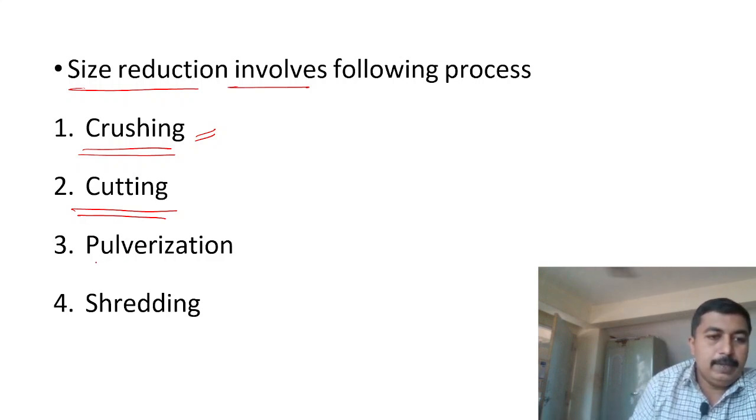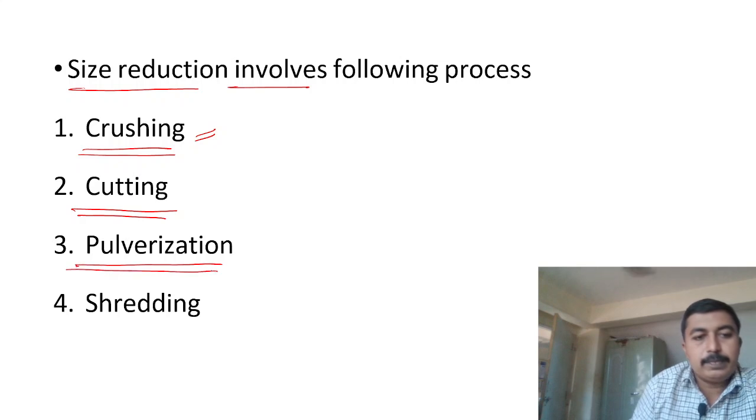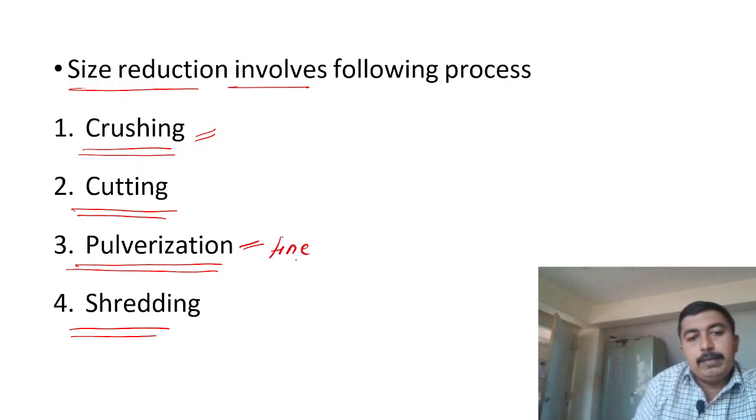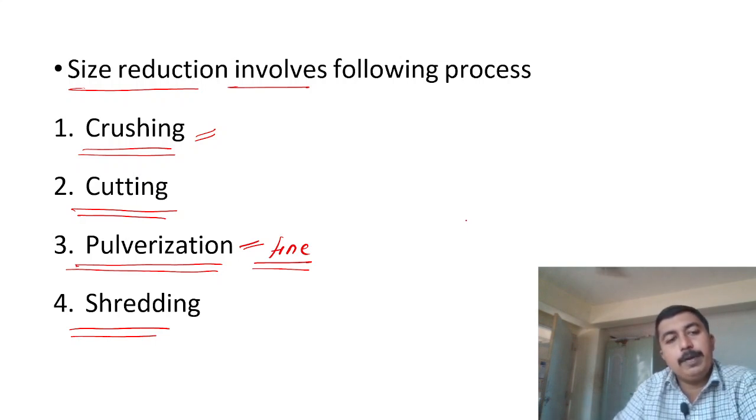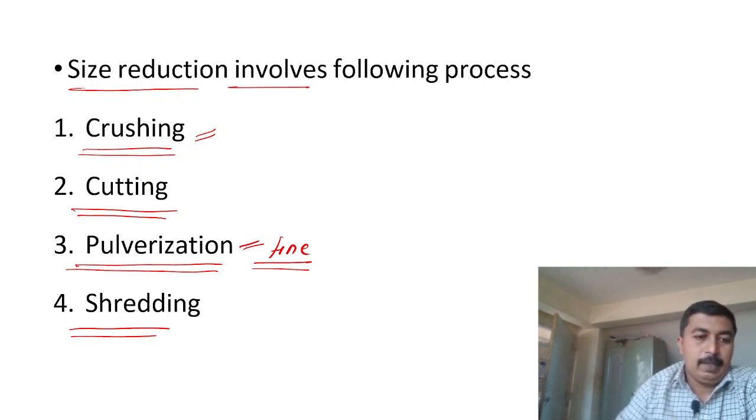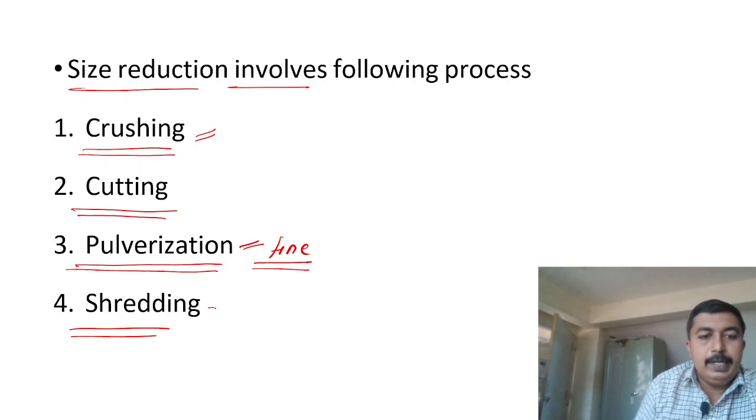Then pulverization. Pulverization means to make a fine powder. Here also this mechanism is utilized. A coarse material is converted into fine with the help of different mills like hammer mill pulverization. Then shredding. Shredding is carried out with the help of shredders.